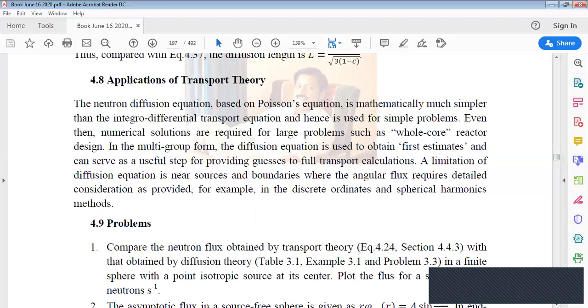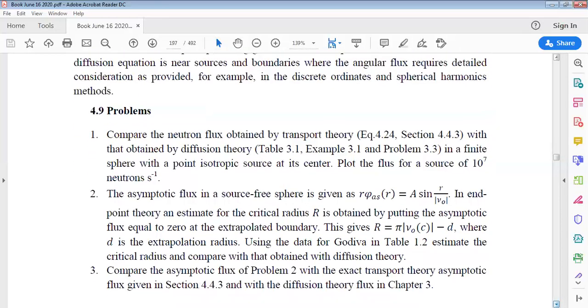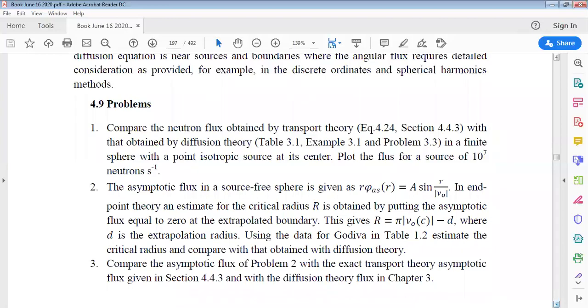In that sense, detailed consideration is provided in the discrete ordinates and spherical harmonics methods. So these transport numerical methods are much better than diffusion theory, because diffusion doesn't hold valid near the source and near boundaries.